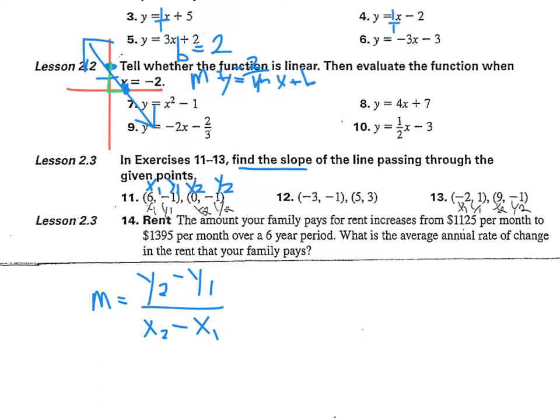And finally, number 14 says the amount your family pays for rent increases from $1,125 per month to $1,395 a month over a 6-year period. So it goes from this to this over the course of 6 years. What's the annual rate of change in the rent that your family pays? Find the difference between these two and divide it by 6 years. That'll tell you how much it is changing per year.